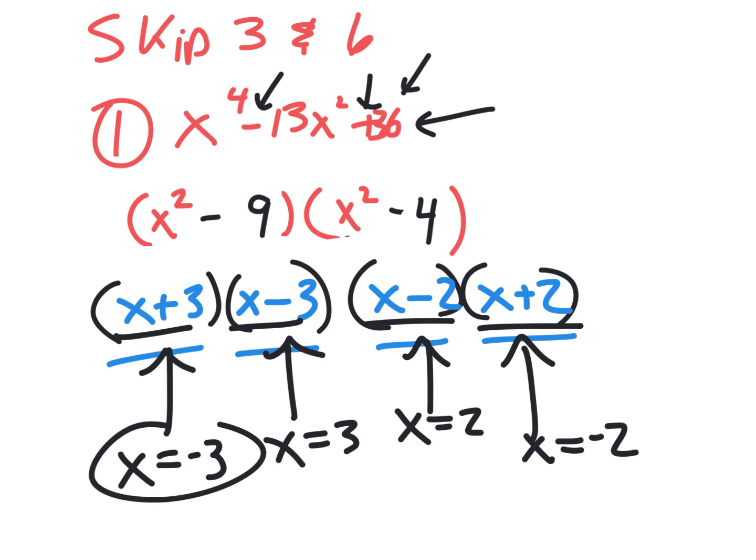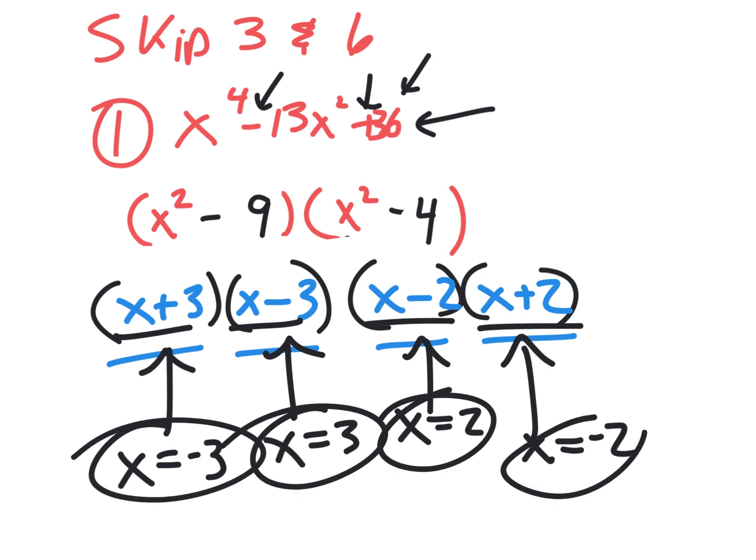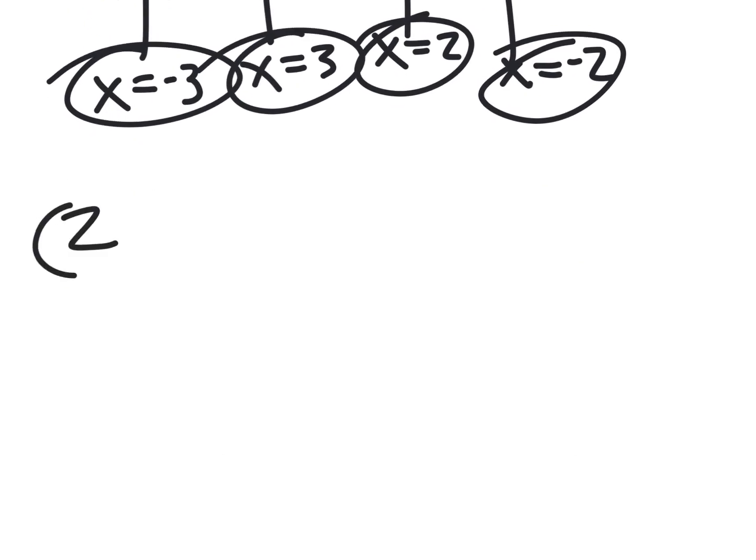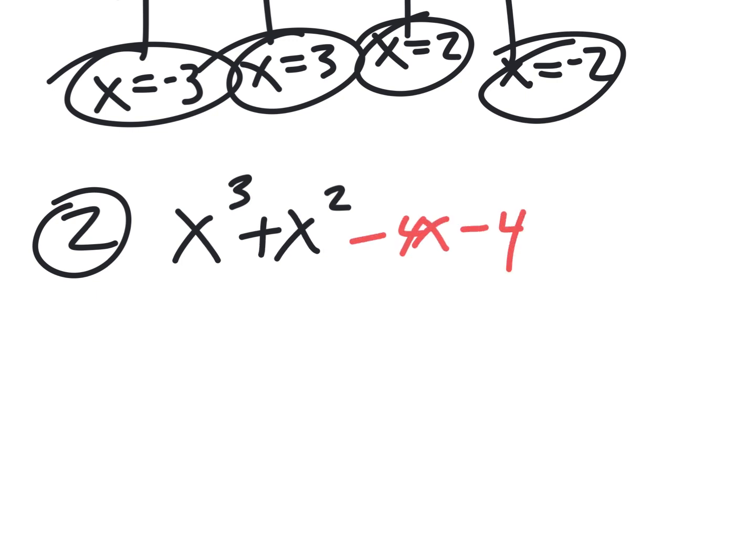All right, so there's my 4 roots. They're also the x-intercepts. They're also the zeros. Cool. Got the first one done. Number 2, it's a little weird, but still factor by grouping. I'm going to make one part black, I'm going to make one part red. The black part, something factors out. The red part, something factors out.